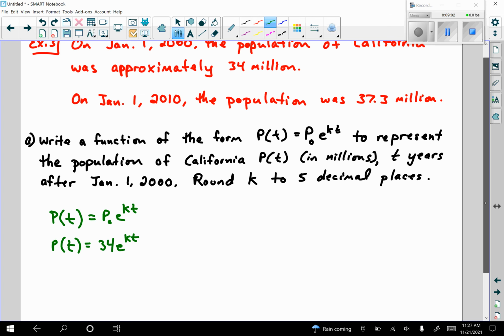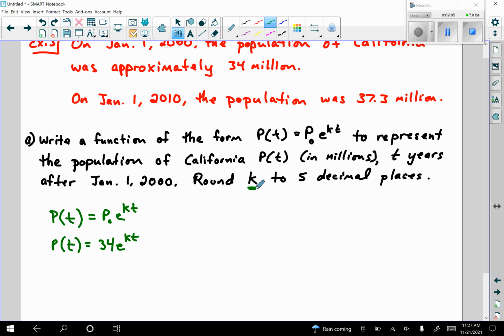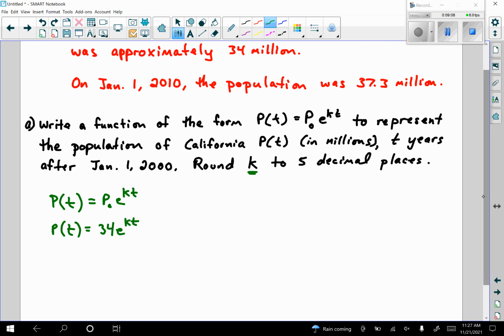But we want to know what k is. So we're also going to set this up in order to find that. We know in 10 years, the population is now 37.3 million. So now if I put P of t to be the 37.3, it's going to equal 34 e, and that's going to be t is 10, so we'll have 10k. And now I can solve this for k. So I'm going to divide 37.3 by 34. And that's going to equal e to the 10k.